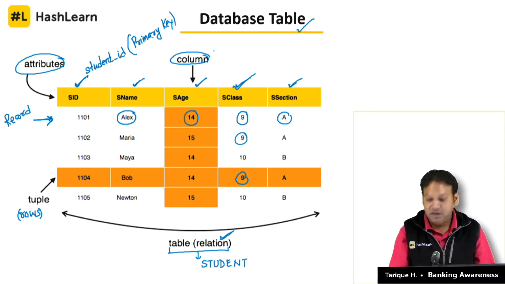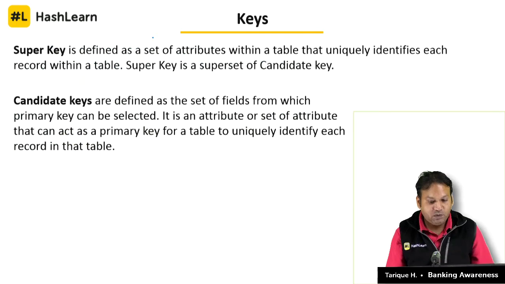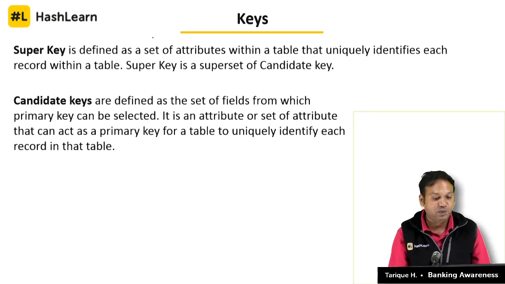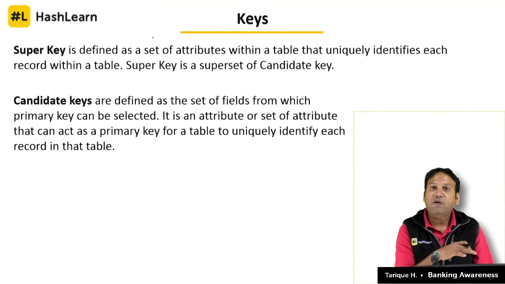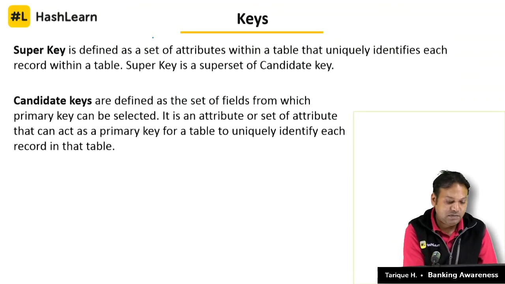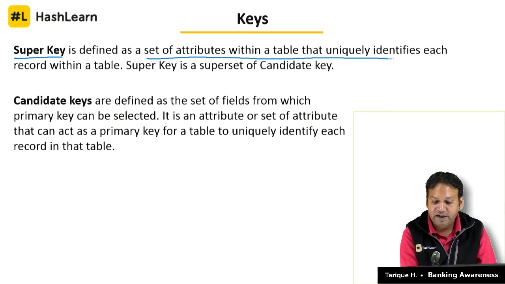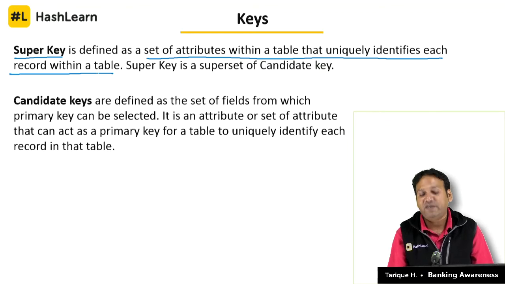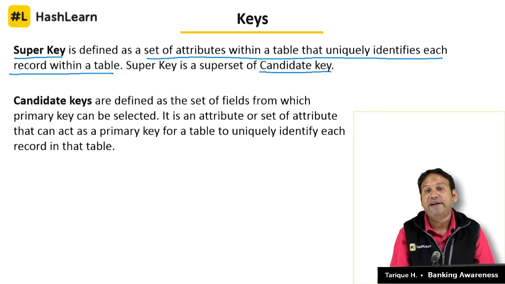A little bit about the database table, and then we'll see the different types of keys. I have just explained a primary key, but let's first start with the super key. A super key is a set of attributes within a table that uniquely identifies each record within the table. A super key is a superset of the candidate key. So we'll next see the candidate key.